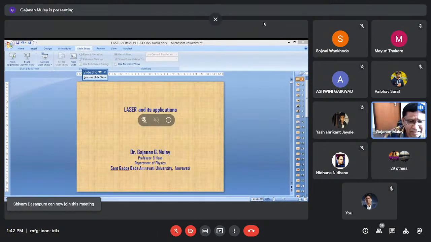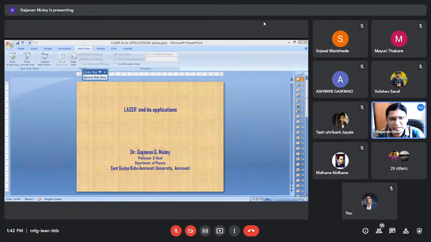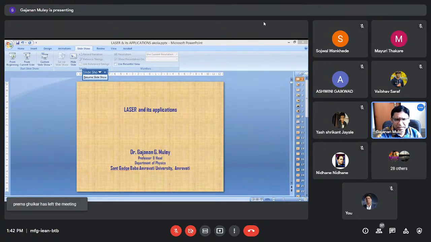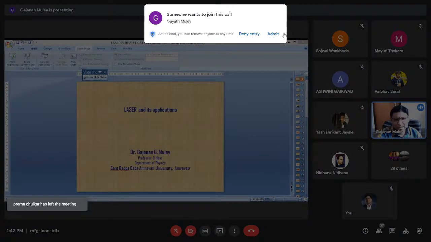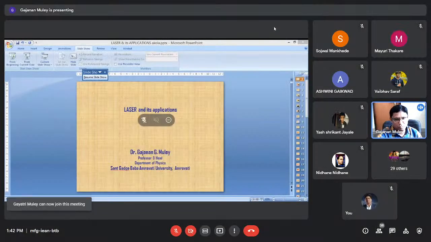In this case, certainly E1 is less than E2, and N1 is greater than N2. So this is the general case. Excitation is not so strong, so we can have this type of situation.